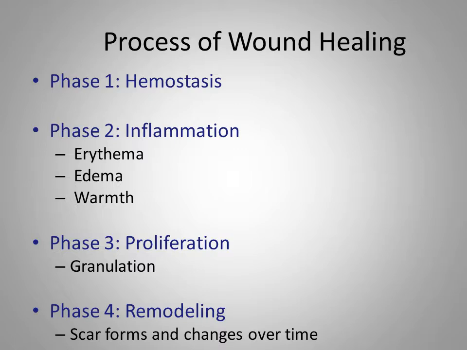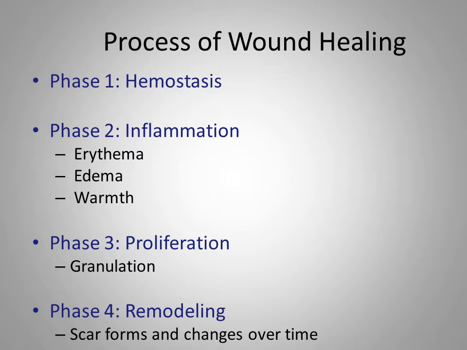The second phase is the inflammatory response, and during this phase, the white blood cells are activated to mount a defense against any microbials that have entered the wound. The white blood cells secrete enzymes that destroy the non-viable tissue and microorganisms within the wound area. And usually in this stage, we see erythema, edema, warmth, as well as pain at the site of the injury.